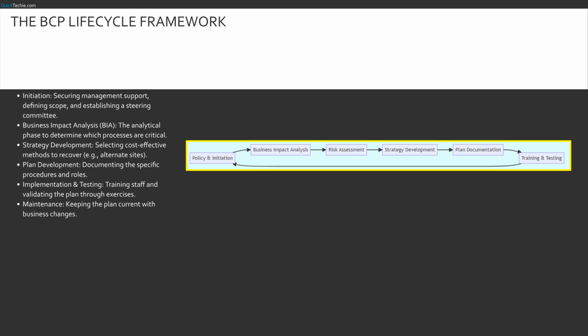The BCP lifecycle is a continuous loop, not a straight line. We start at policy and initiation, move to the BIA and risk assessment to understand our needs. We develop strategies and document the plan. Then we train and test. The results of the testing feed back into the policy and analysis phases, driving continuous improvement.